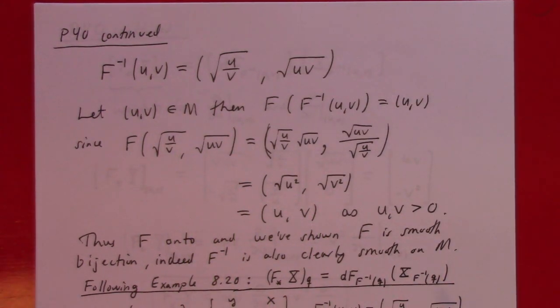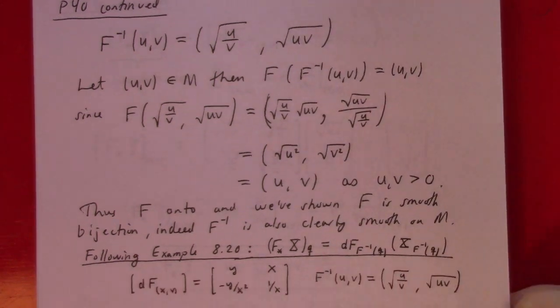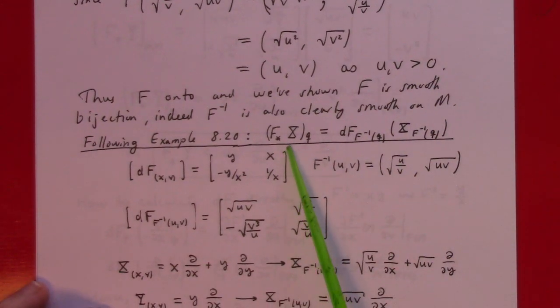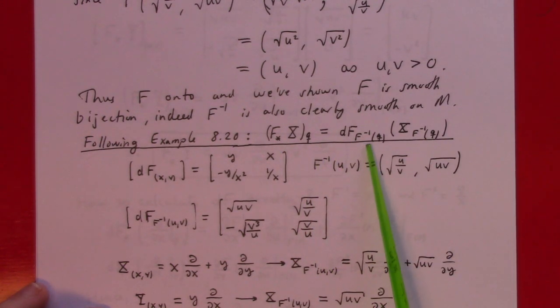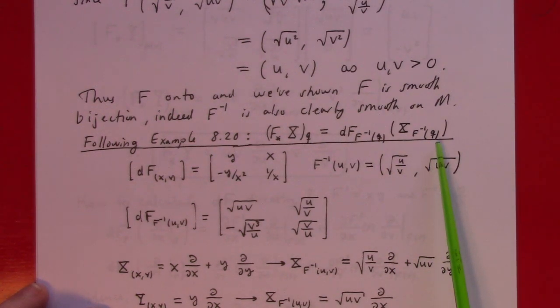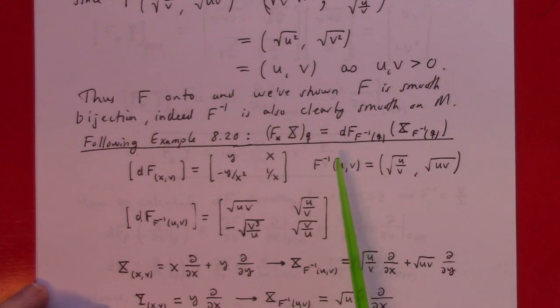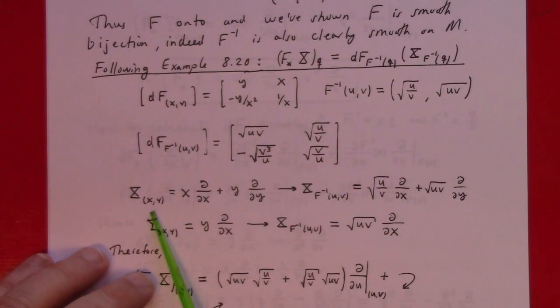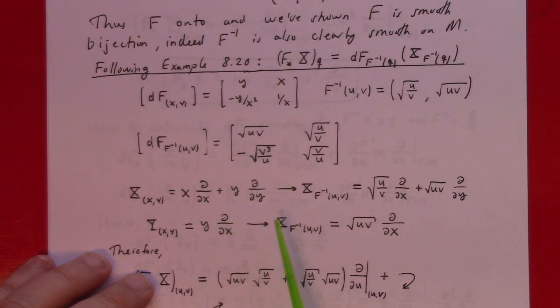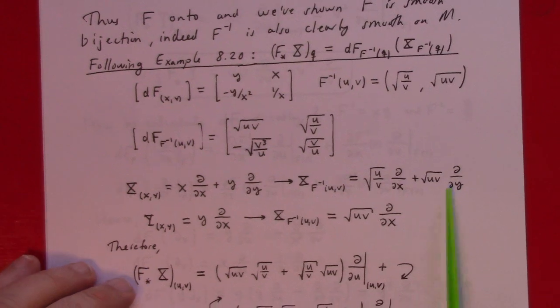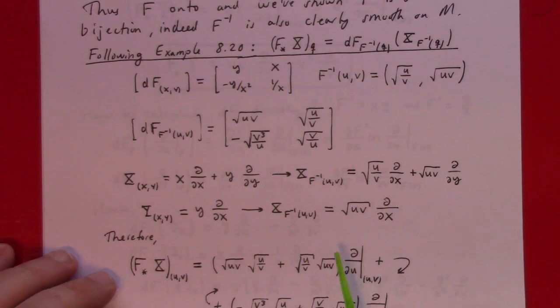Great. And then I'm following example 8.20, which makes use of the push forward under f of x at q is df at f inverse of q acting on x of f inverse of q. Basically what I do is I find the Jacobian matrix of this, and then I plug in the point xy with the point f inverse of uv, which gives me this. And also, if this is the vector field, then here's the vector field at that point.